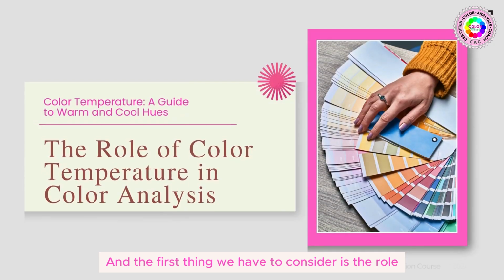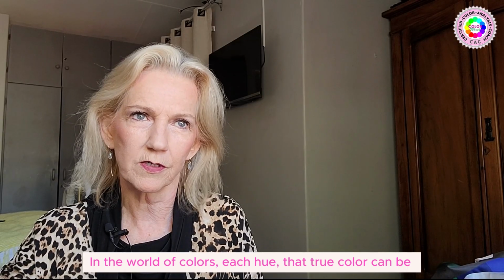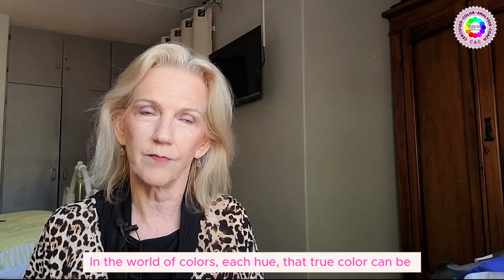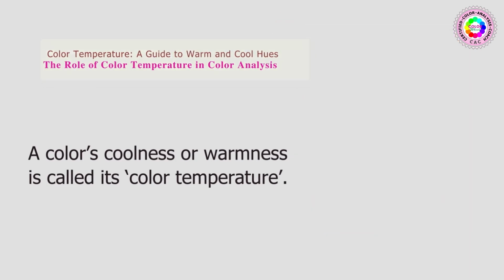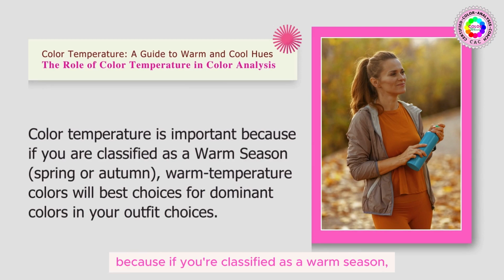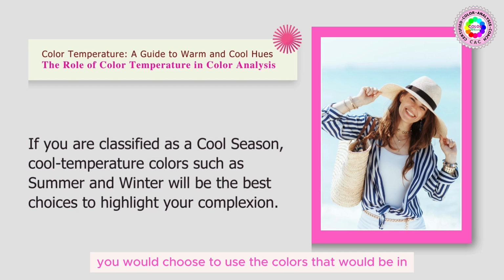The first thing we have to consider is the role of color temperature in color analysis. In the world of colors, each hue, that true color, can be categorized as warm or cool. A color's coolness or warmness is its color temperature. Color temperature is important because if you're classified as a warm season, like spring or autumn, you would wear warm colors because they highlight your complexion. If you are a cool season, like I am, you would choose the colors that would be in the summer and in the winter, which are your cool seasons.